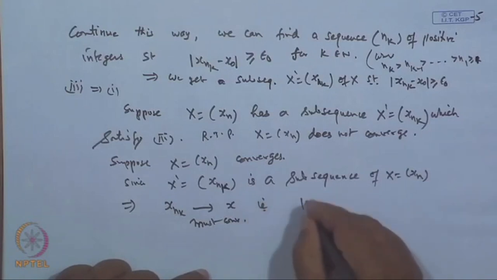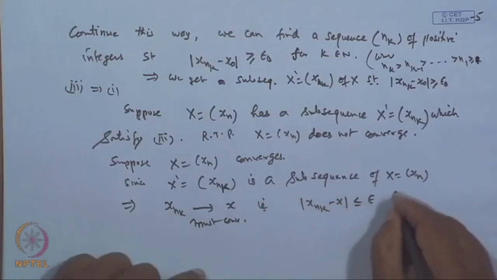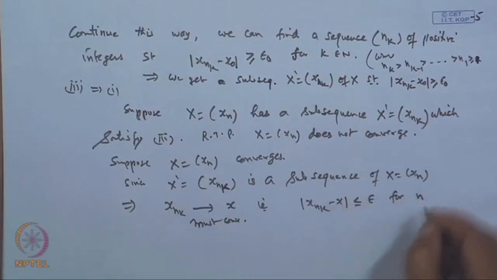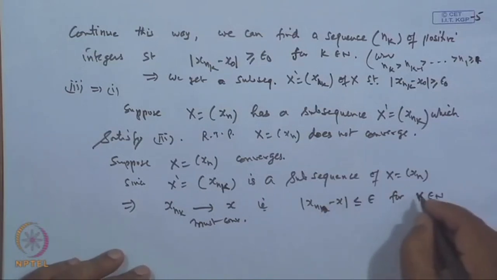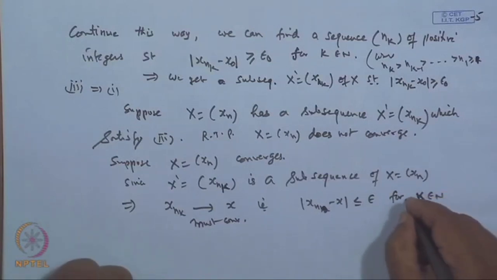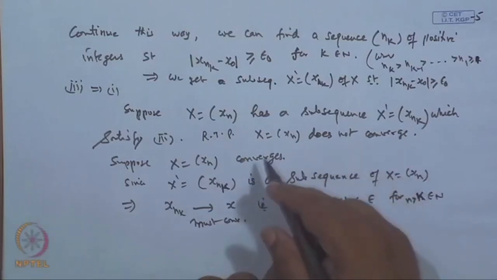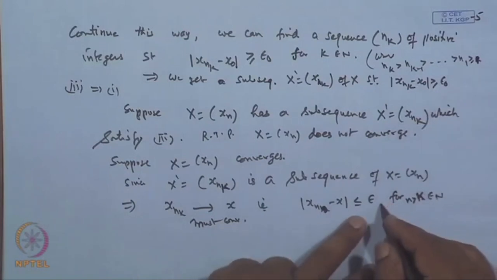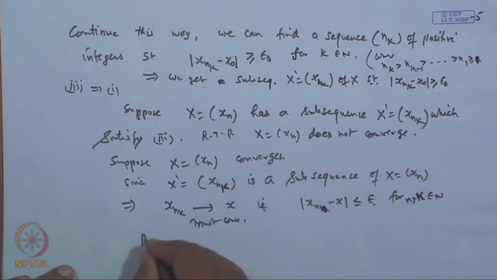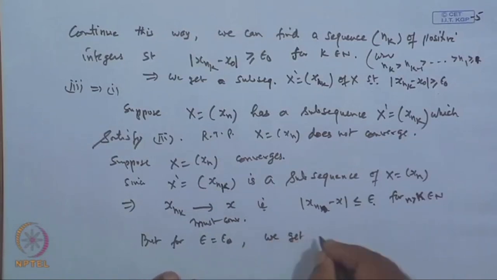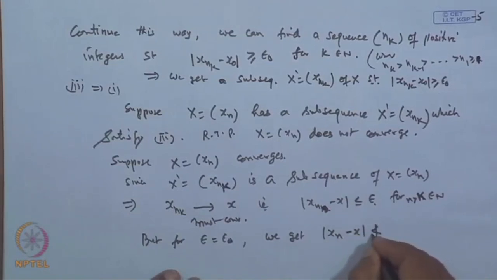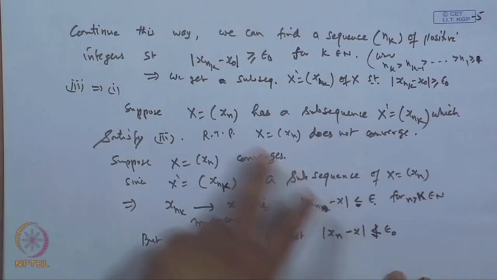It means that mod of x n k minus x is less than epsilon r for all k belongs to n. If it is convergent, you just say x n minus a is less than epsilon for all n greater than or equal to capital K. But that will violate this condition, because the condition said x n k minus x naught is greater than or equal to epsilon r naught. So for this particular epsilon r equal to epsilon r naught, we get x n minus x is not less than epsilon r naught; it is greater than or equal to epsilon r naught. So this violates that condition. Therefore, this is a contradiction of our given condition 3.